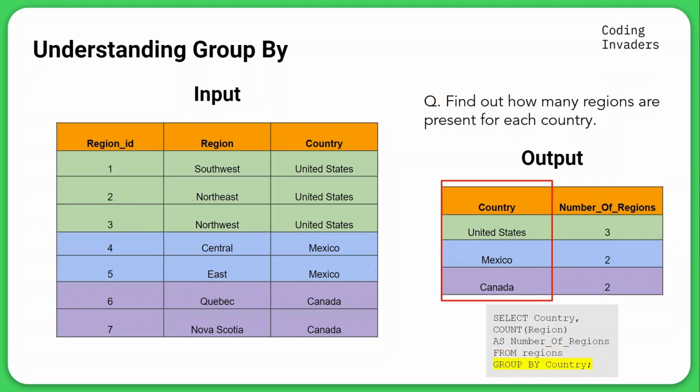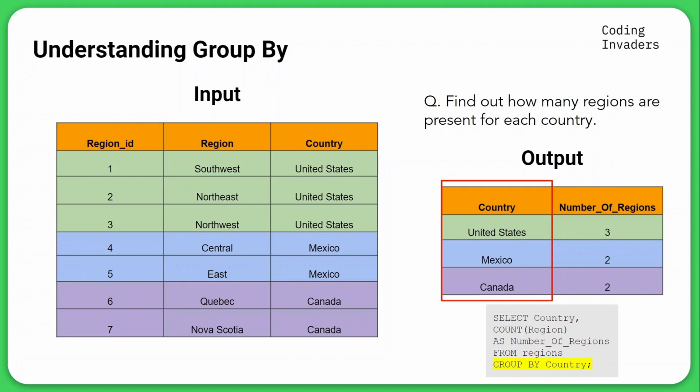Last but not the least, since we are grouping our data based on country, we need to count the regions based on country. We need to specify the same in the SQL query. So how have we specified it? We are grouping on country. That's why group by country. So our complete query is select country, comma, count region, naming that column as number of regions. So these are the 2 output columns. From which table do we want? From the regions table. We are grouping on which column? That is the country column. Thus, we have added a clause group by country.